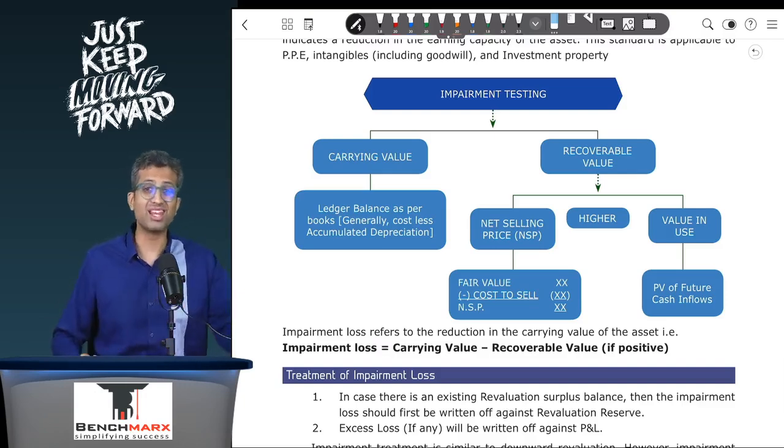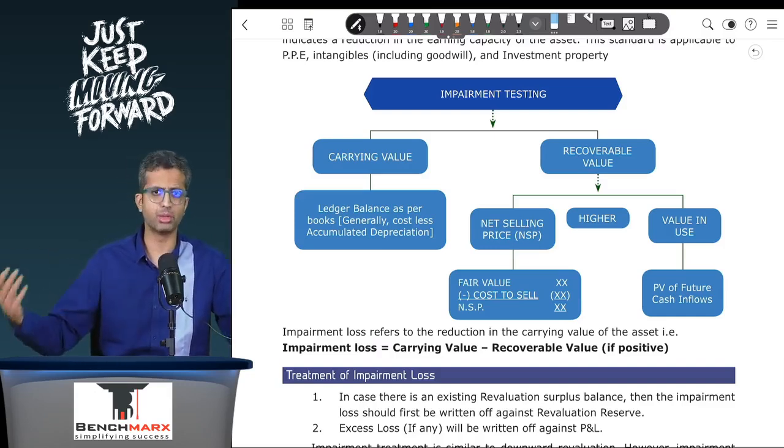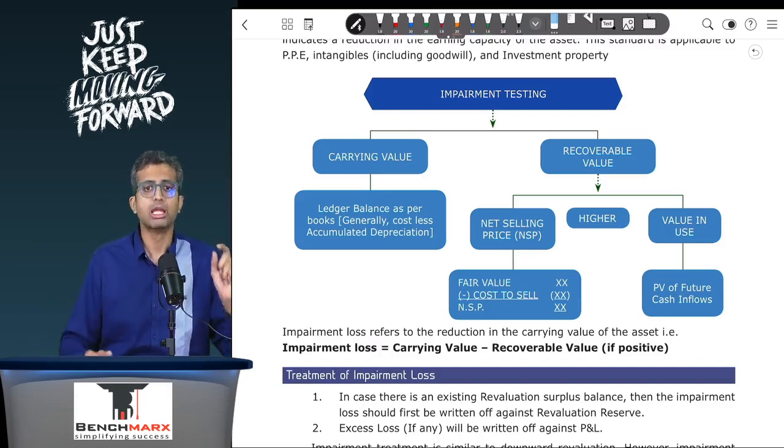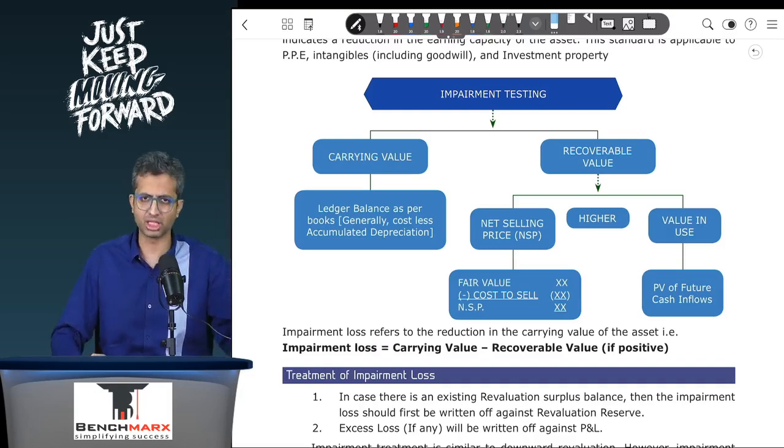Now comparing the carrying value and the recoverable value, if your carrying value is 100, the recoverable value is 80, then 20 is an impairment. If your carrying value is 100, recoverable value is 120, there is no impairment. Impairment is a one-sided adjustment. It will be accounted for if your carrying value is greater than the recoverable value.